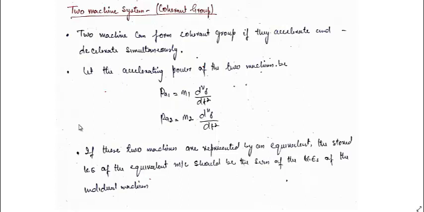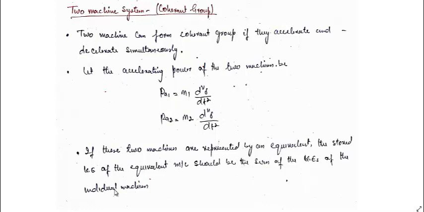In that case, the accelerating power of the two machines can be written like this: PA1 is equal to M1 del square delta by del t square, and PA2 is equal to M2 del square delta by del t square. Here delta will be the same because they are coherent and accelerating and decelerating together. If two machines are replaced by an equivalent, the stored kinetic energy of the machine should be the sum of the kinetic energy of the individual machines.